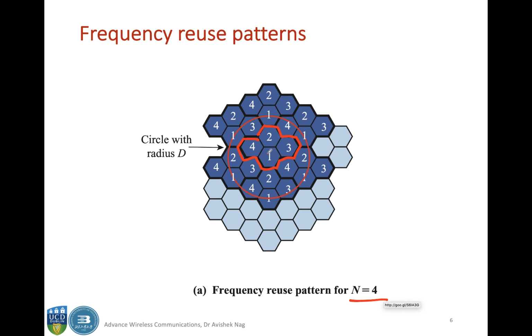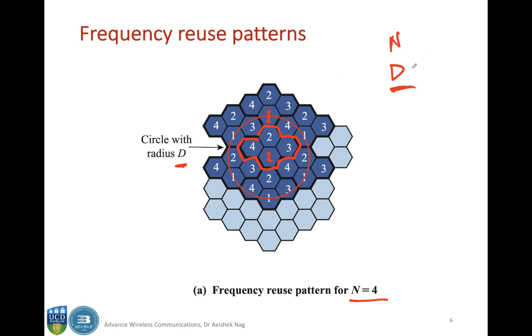So when the cell that is numbered 1 can find another cell that is number 1 at a circle with radius capital D, okay. So D is another parameter you will see for this type of cellular network design. So we have N and we have D. There are several other parameters, we will all learn about them eventually.